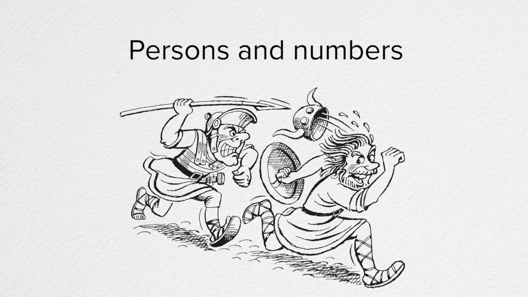A verb has persons and numbers. It's got 3 persons and it's got 2 numbers. Okay, so what do I mean by that? A verb has 3 persons, which are first person, second person, and third person. And it's got 2 numbers, which are singular, meaning just one, and plural, meaning more than one.